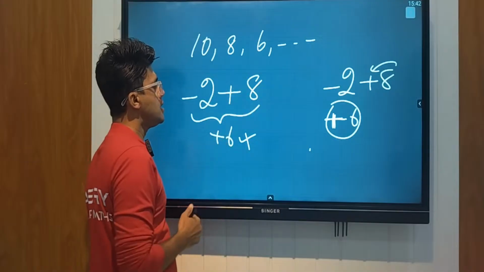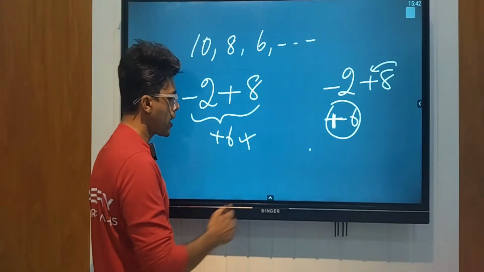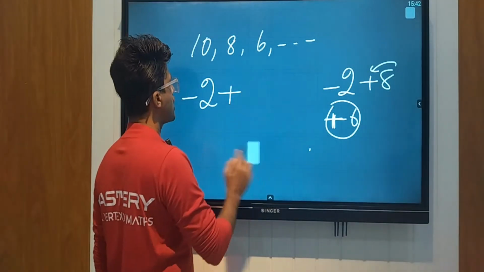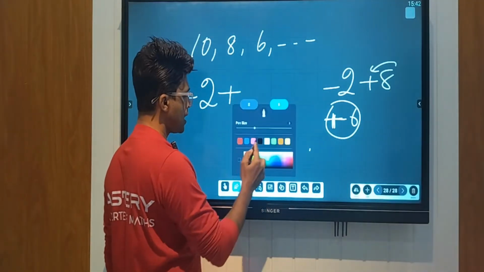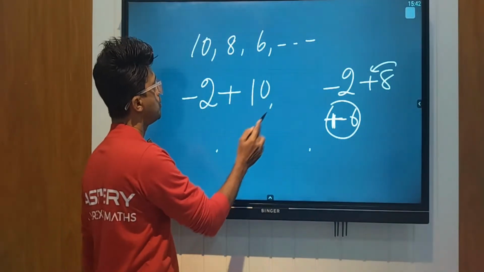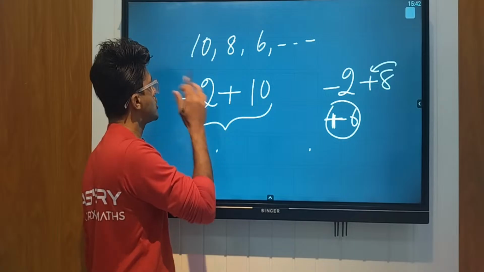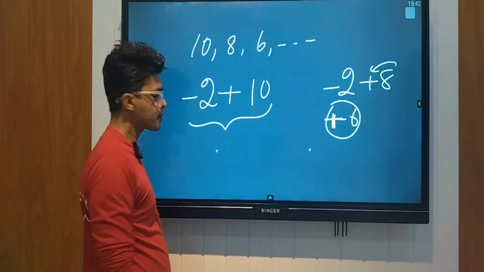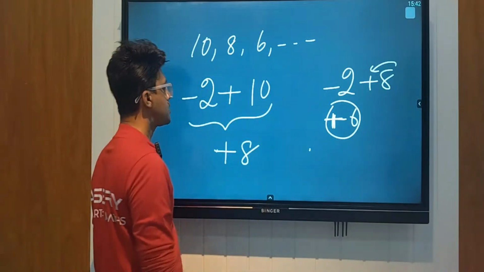So writing 8 here is not okay. Then what should we write here? If you write plus 10, let's just write plus 10. Now what should be the answer? Eventually we need to get 10. So minus 2 plus 10, the answer is plus 8.